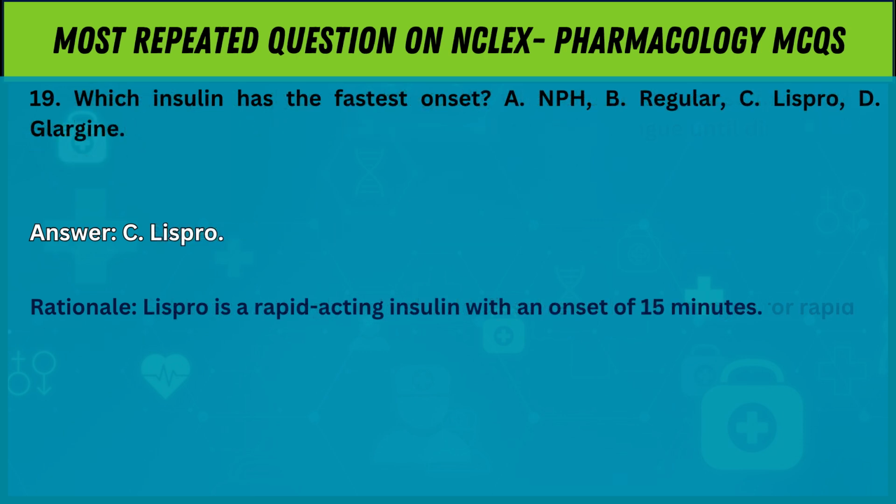19. Which insulin has the fastest onset? A. NPH, B. Regular, C. Lispro, D. Glargine. Answer: C. Lispro. Rationale: Lispro is a rapid-acting insulin with an onset of 15 minutes.